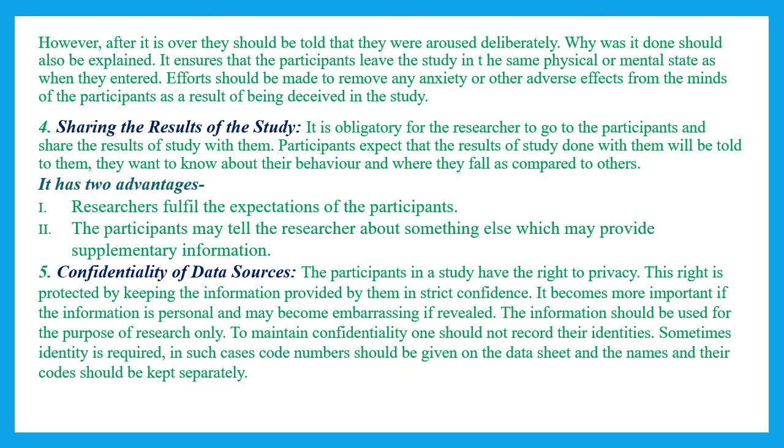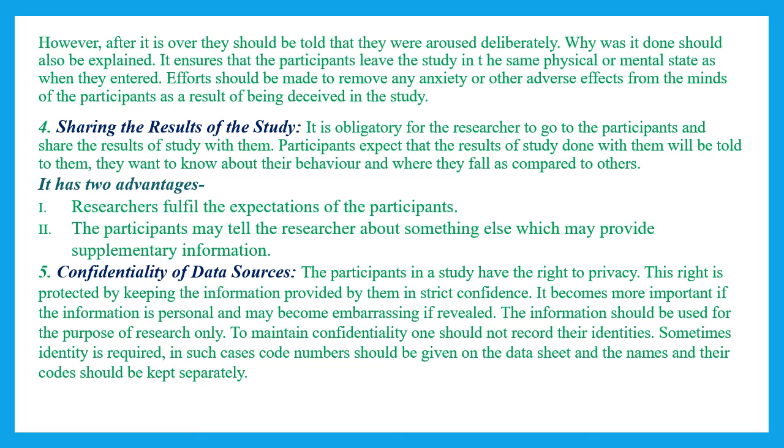And this is, however, not possible in certain kinds of research. So in such cases, code numbers are given on the datasheet, and the names with the codes are kept separately. The identification list should be destroyed as soon as the research is over. If required in future, the researcher should again get the consent of the participants as to whether the data collected from them can be used in the public domain or not. And if the participant gives consent that yes, you can use it, then only the researcher should use it, otherwise it should not be used.